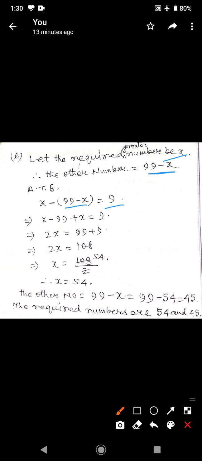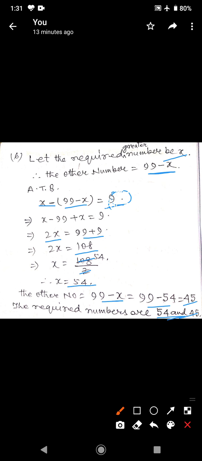And if one exceeds the other by 9, that means the difference between the greater number and the smaller number equal to 9. So it can be written as x minus (99 minus x) equal to 9. It can be written as x minus 99 plus x equal to 9. So 2x equal to 99 plus 9, or 2x equal to 108. Therefore x equal to 108 by 2 equal to 54. Therefore the other number equal to 99 minus x, that is 99 minus 54 equal to 45.